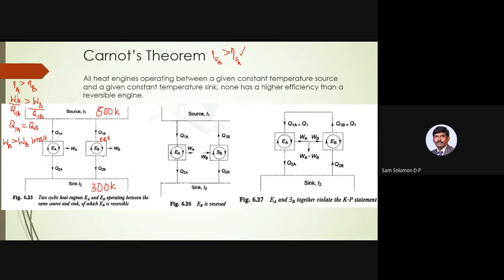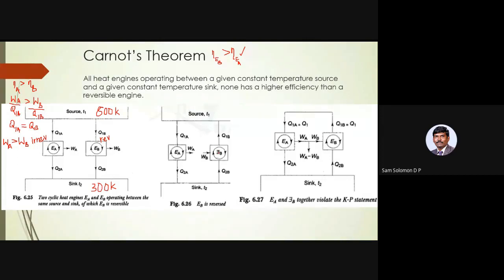Up to this, clear? Now let's move on to the next picture. This engine B is reversible, so now I am going to reverse the engine. So far, it acted as a heat engine. Now I am going to reverse this engine, which means this heat engine will become a refrigerator.